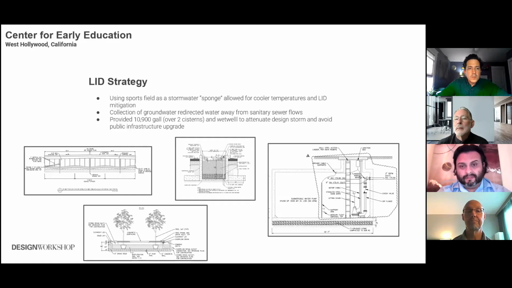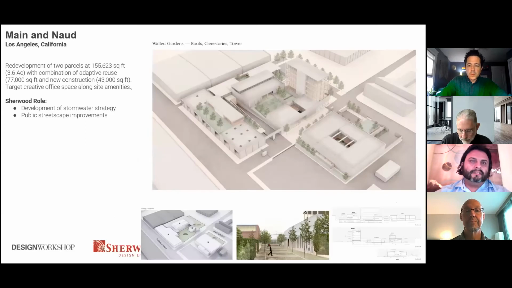And then at the same time providing 2 cisterns, one at 5,600 gallons and another one at 5,300, as well as a wet well that not only allowed us to meet that LID mitigation volume, but also helped attenuate some of the larger storms, which means that we didn't necessarily have to install new outfall connections into the public right-of-way, right? Simplifying the permitting element with the project.